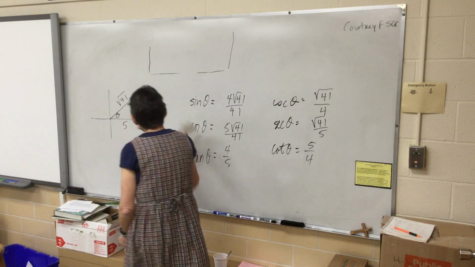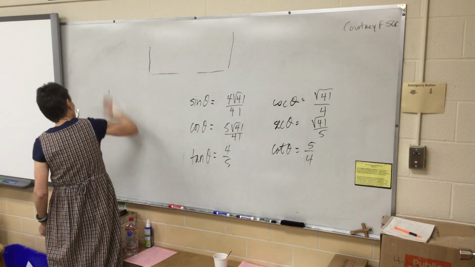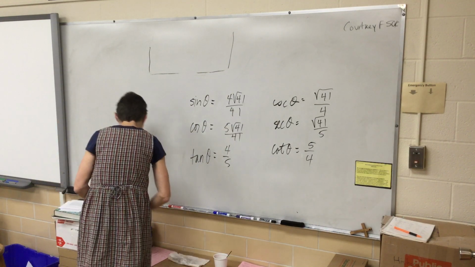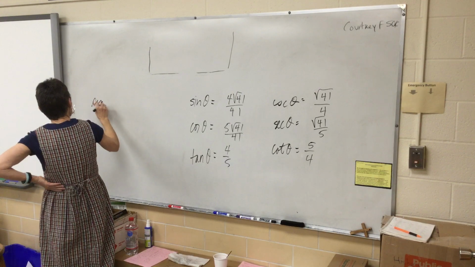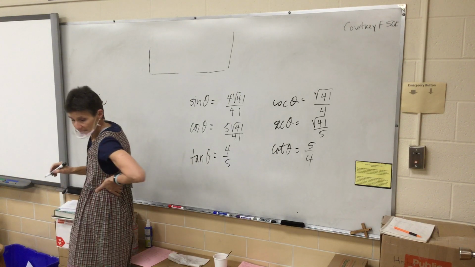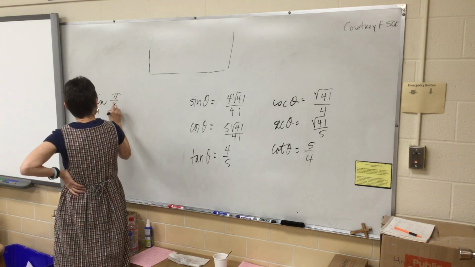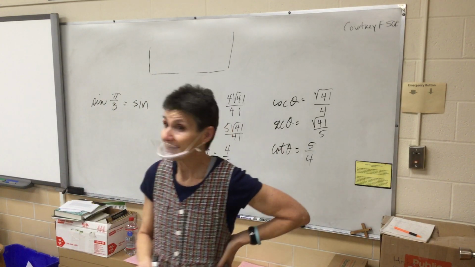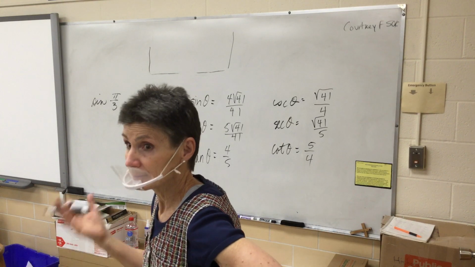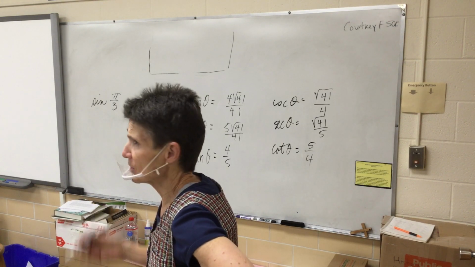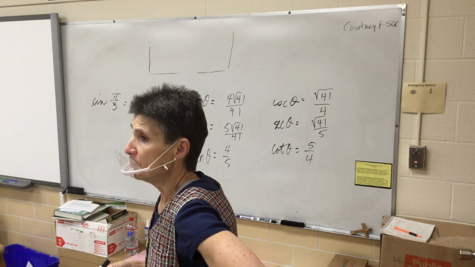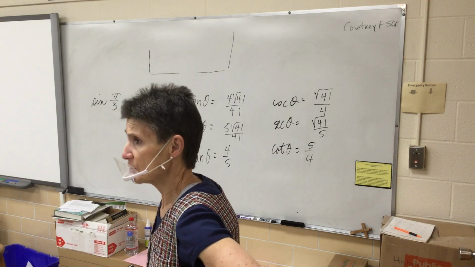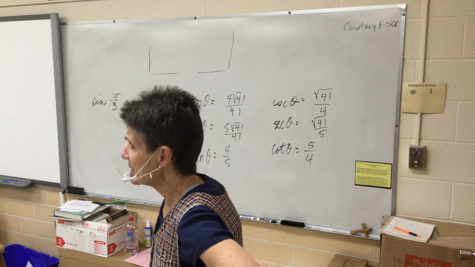Without our calculator, we're going to find the value of the sine of pi over 3. Now, most of you hadn't even seen a radian measure until a couple days ago. Maybe it was yesterday, I don't even remember. You might want to convert this to degrees. Might be easier for you.